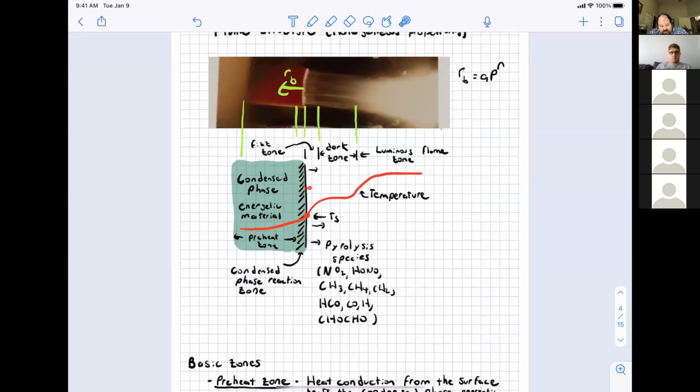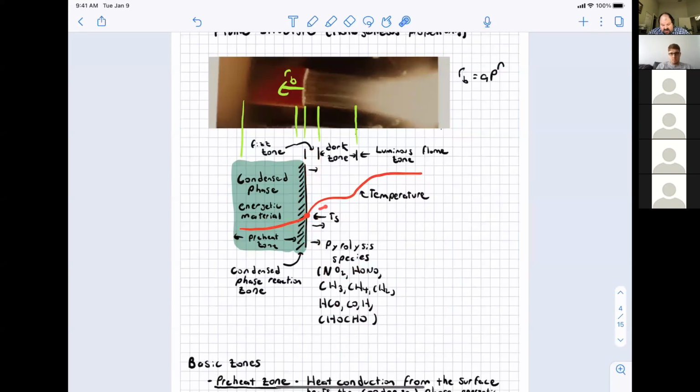And then above the surface, there are pyrolyzing gas phase species. These species are like nitrogen dioxide, HONO, like in a soup of methyl radicals, HCO, CO, CHOCHO, H, etc. And so these species are really reactive. When they get the chance, they chemically react fairly quickly in a zone called the fizz zone. Again, don't ask me why it's called the fizz zone.